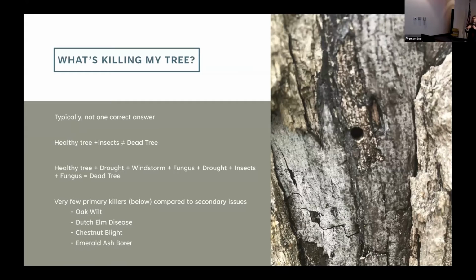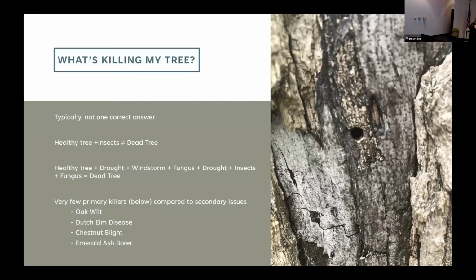So I put out EAB traps in San Antonio and some in Kerrville and Bernie, and we haven't found any so far. They also have not been found in Austin. So it seems like it's not moving this far south, but that could be a big issue, especially because ash trees are very popular to plant in urban centers. But that's primary pathogens. So it can take a perfectly healthy tree and kill it.